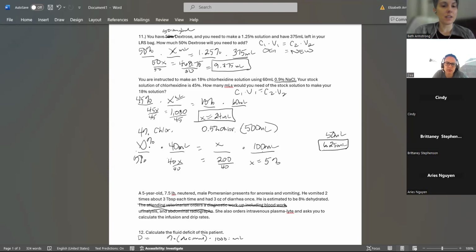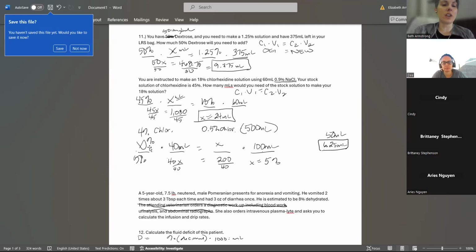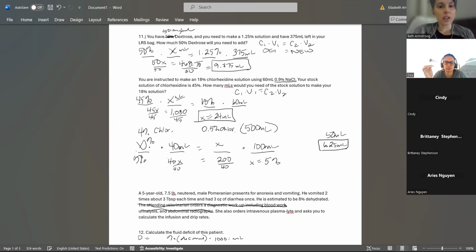The percents are always going to go on those first lines. That's always your C1 and your C2, whatever your concentration is. It could be a percent, or it could be milligrams per mil, because that's a concentration too. Your volume is going to be however much it is. Is it in liters? Is it milliliters? Is it tablespoons? Is it ounces? Most of the time it's going to be mLs, but you never know. If you're working in large animal, it might be liters.